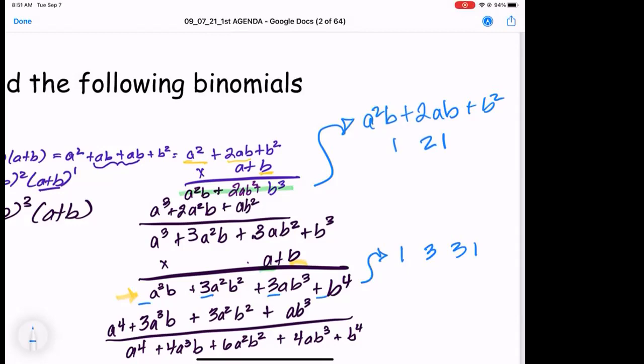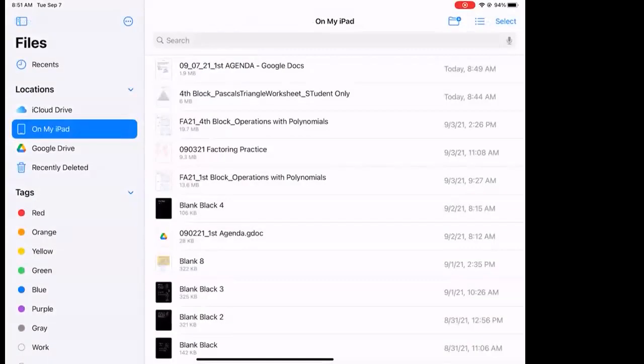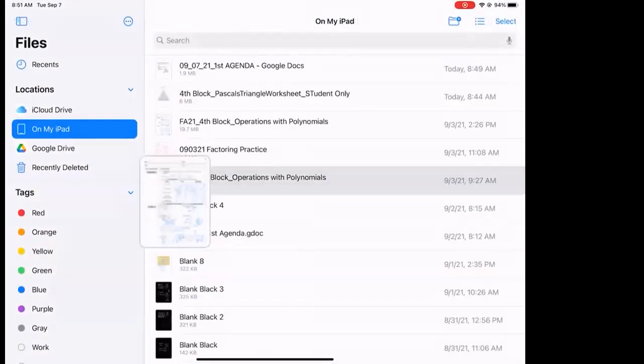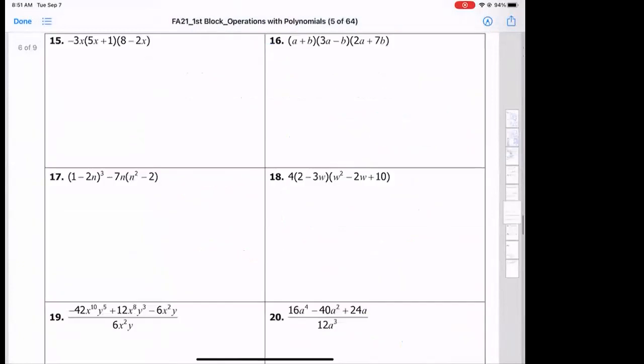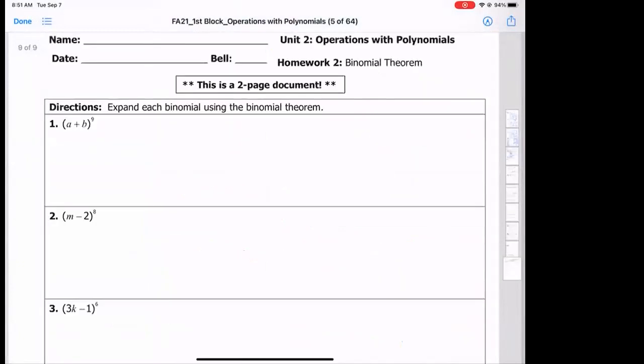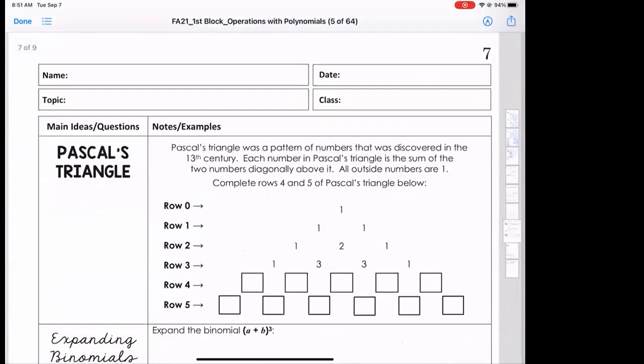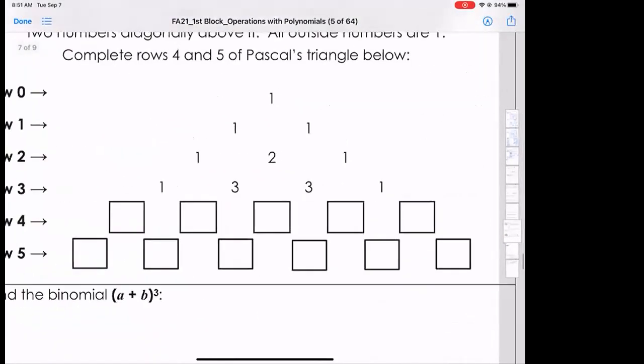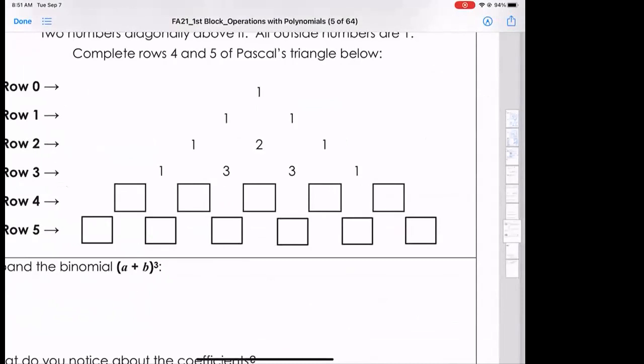So what does this mean with expanding binomials? Exactly what does it mean? So if we go to, let's look at, it's fourth block, I need first block. There we go. Page 7 in your packet. How do we apply this?